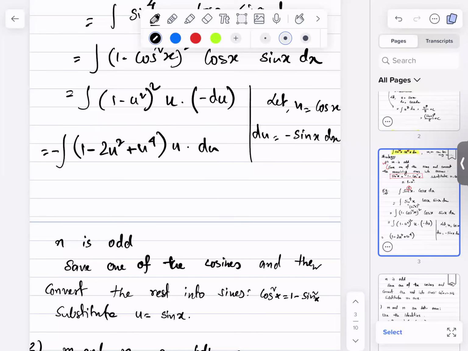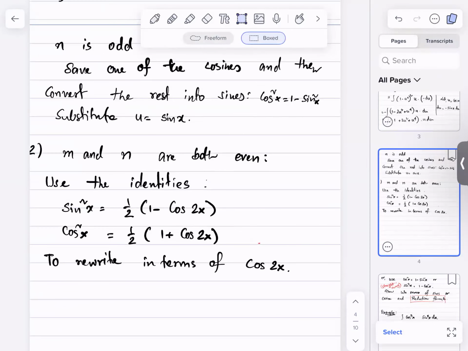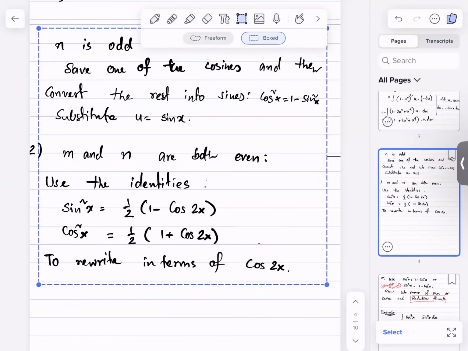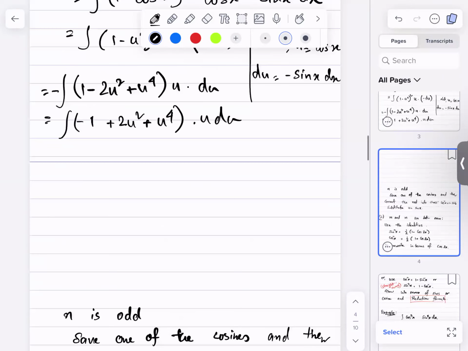I can pull that minus outside. And this is just minus (1 plus 2u square plus u to the 4) times u du. You pull this further. And this is minus u plus 2u to the 3rd plus u to the 5th du. I just multiply u inside. And I can do the integration now, right?